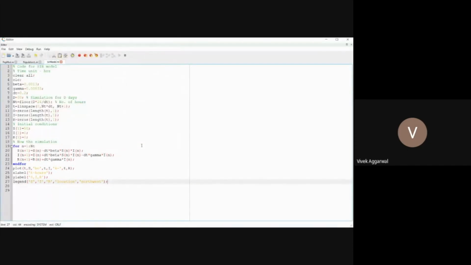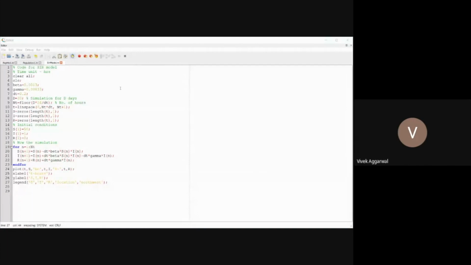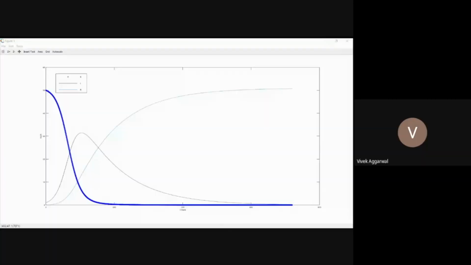I have saved this one. Now I can run this code. So now I have run this code, and this is the graph I'm going to get. So let's see this graph, because in this case, one thing is true, that we are not going to get the exact solution. Yeah, so this is the graph I got from there.